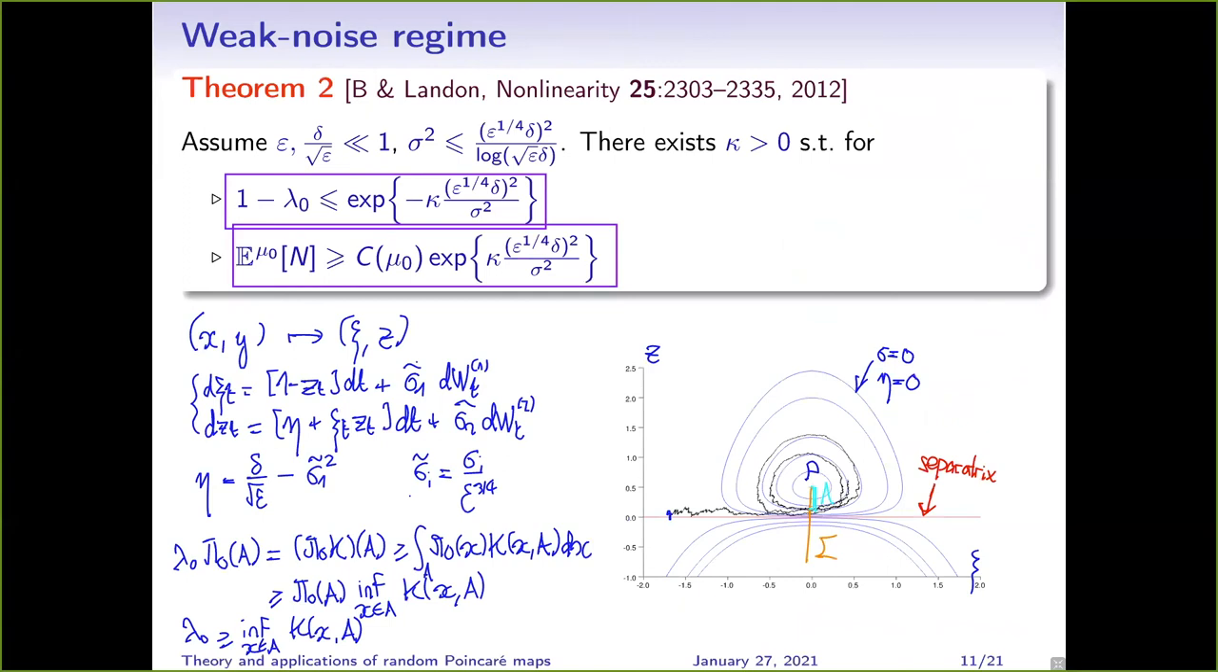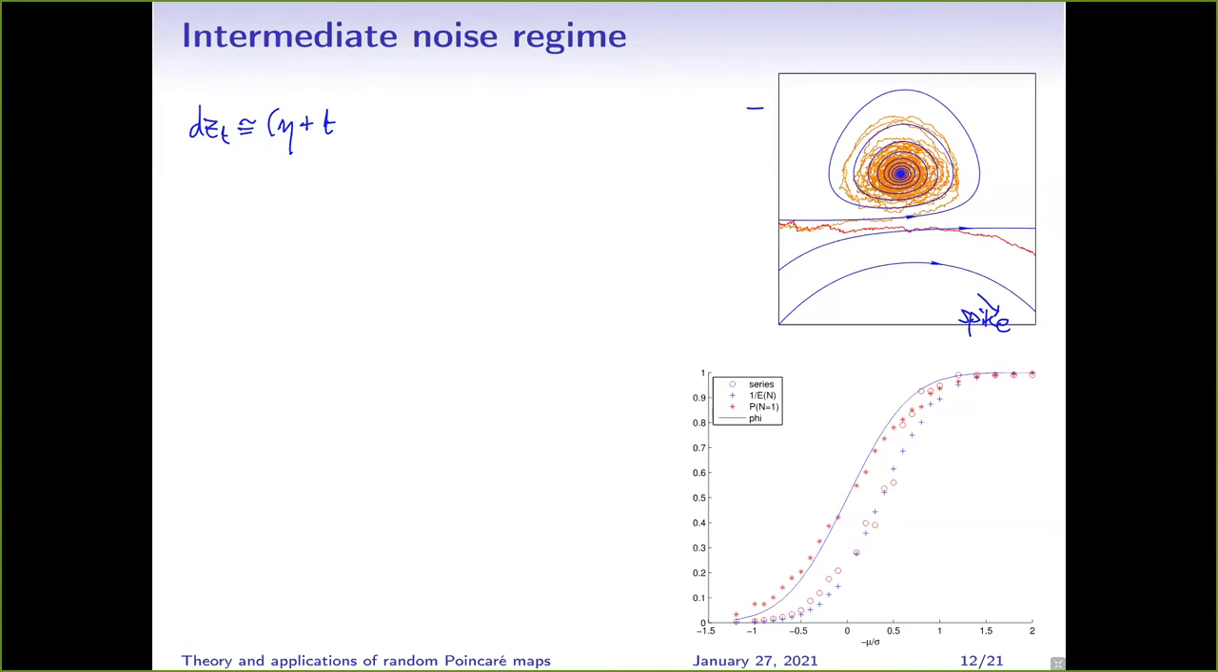So if I'm close to the separatrix, it means that Z is small and d xi t is close to 1, so xi t is close to t, and then I plug this into the second equation. And what I get then is a much simpler equation like this, which is a linear equation. And since this equation is linear, I can solve it. And the solution I can write in the following form. So Z_t is the initial condition plus some exponential mean. So it will be Gaussian with this mean and some standard deviation.